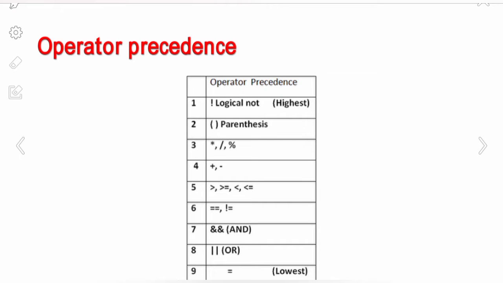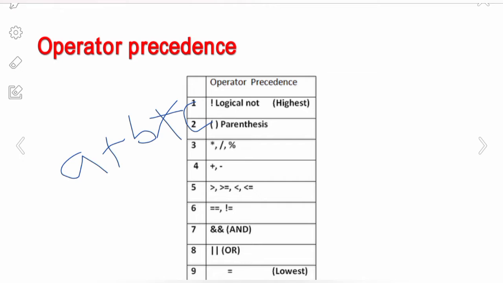Before evaluating an expression, first we will learn about the operator precedence. Suppose we have a given expression like a plus b into c. If you solve this expression, it will give some value, right? But in the given expression there is more than one operator. So in this type of case, how can we evaluate this expression? It is based on the priority of the operator.